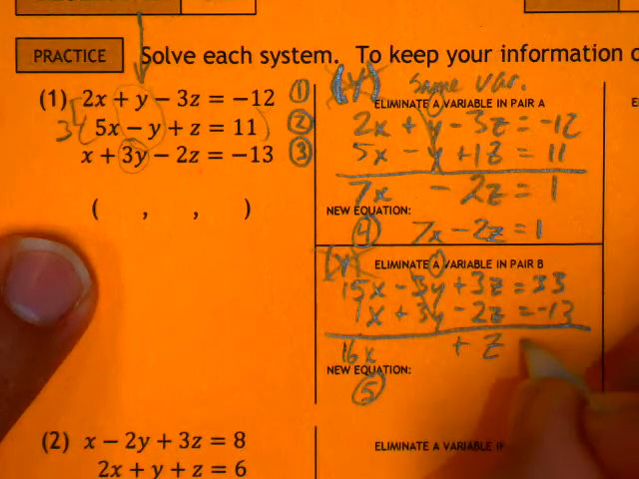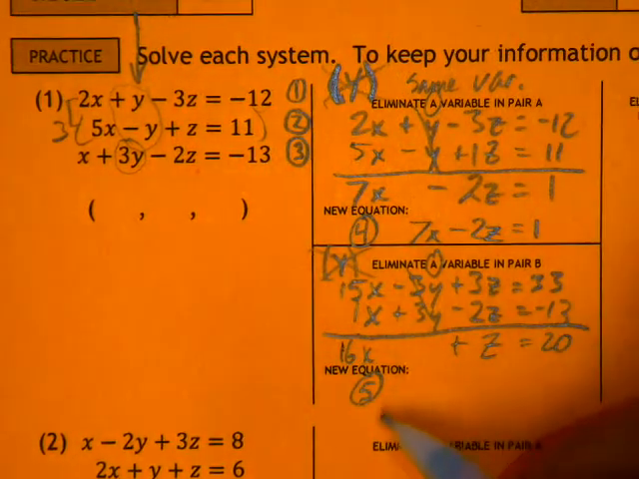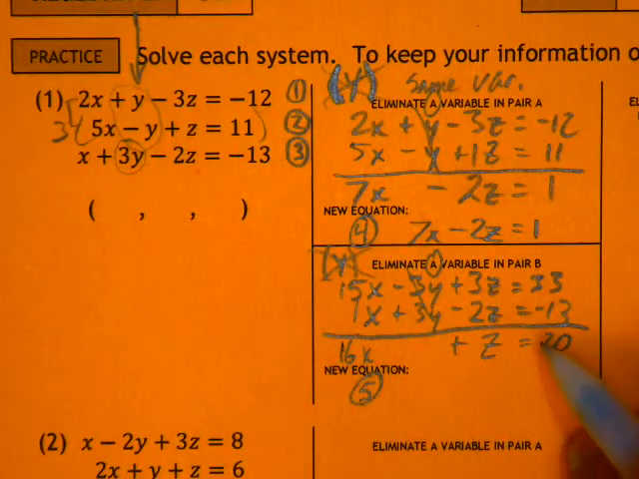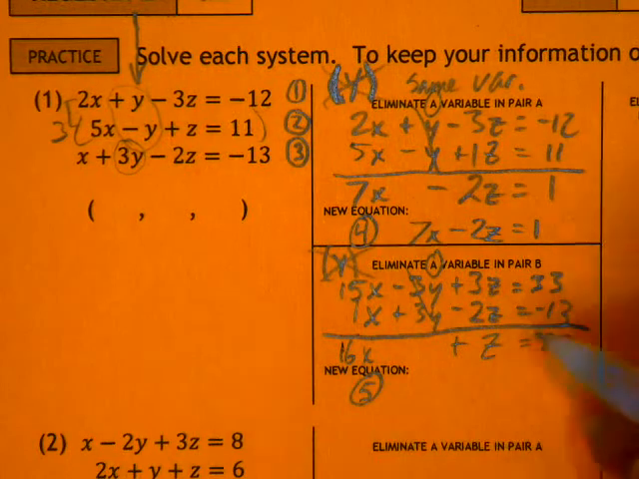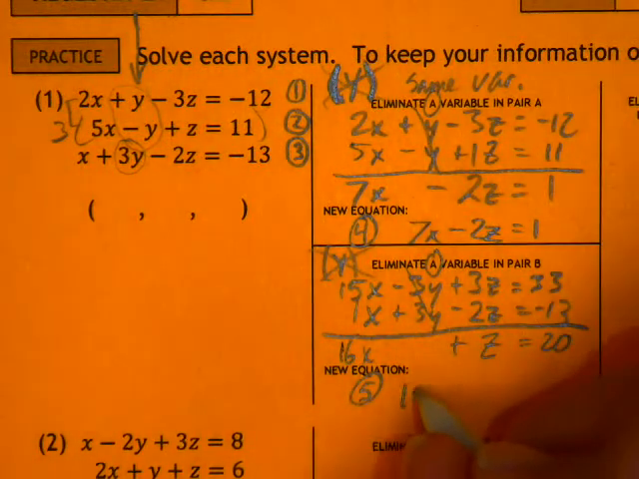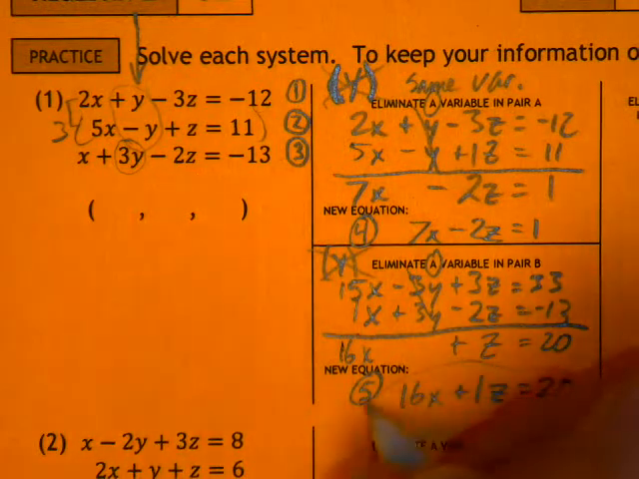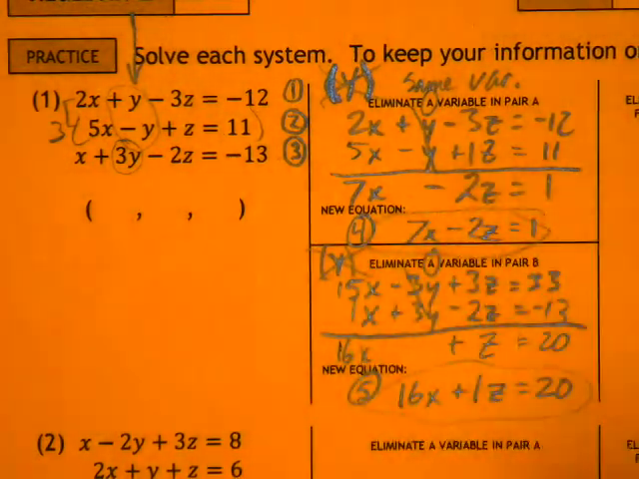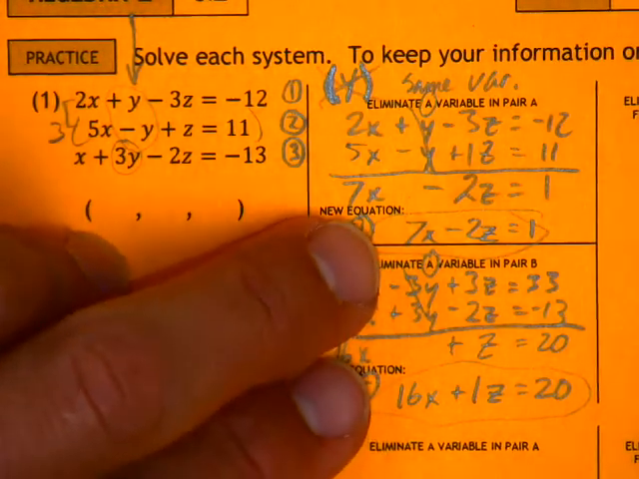Plus z equals 20. Now, again, in some cases, if there was like a 2z here, or all even, I would suggest dividing by 2 to make your equation 5 a little easier. And technically, you don't have to really rewrite it. You have your equation 5. It's 16x plus 1z equals 20. Those are your two equations that you're now going to combine together in this space to solve for your first variable.